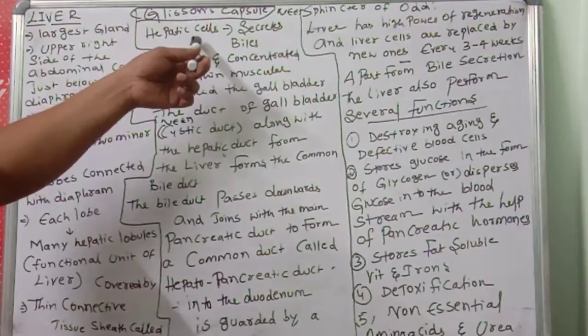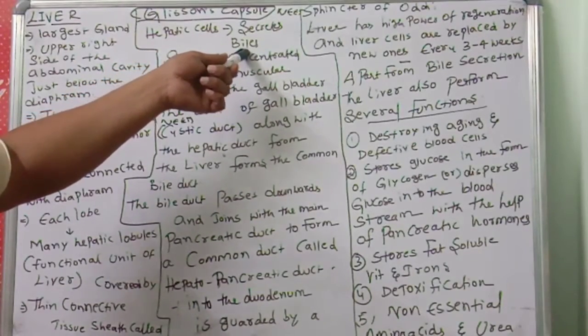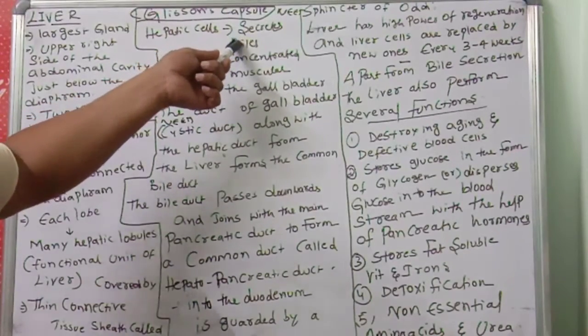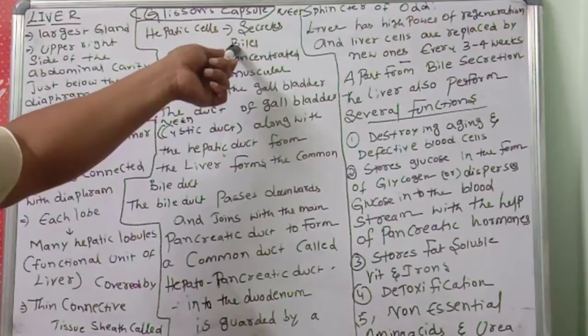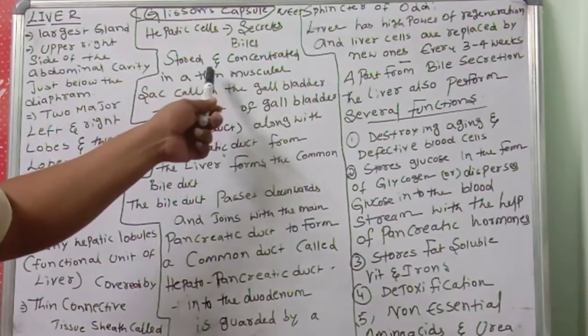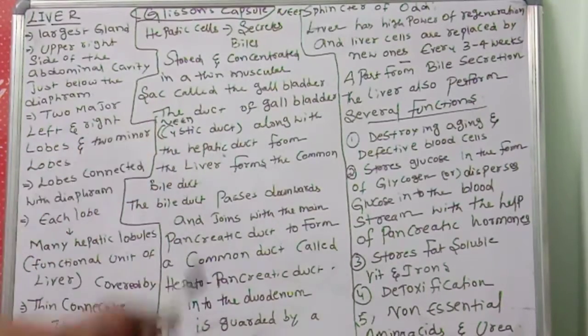Hepatic cells in the liver secrete the bile. Bile contains bile salts and bile pigments like bilirubin, biliverdin, and salts like sodium cholates. This bile is stored and concentrated in a thin muscular sac. What is that thin muscular sac called? That is the gallbladder.